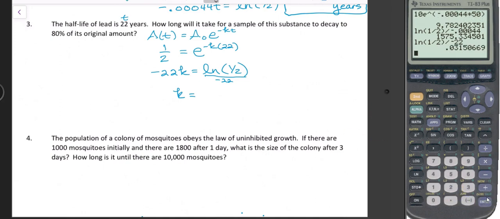And so I end up with a decay rate of 0.031507. We'll round that off there.